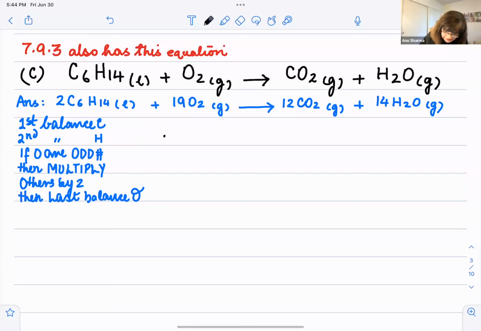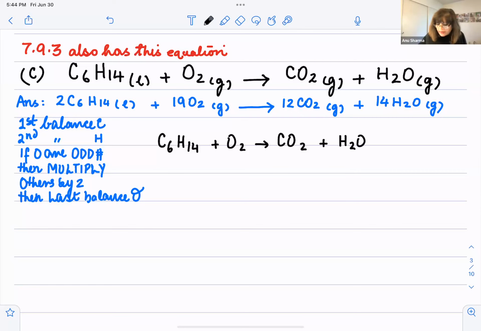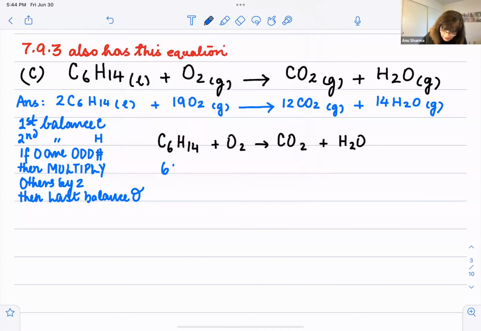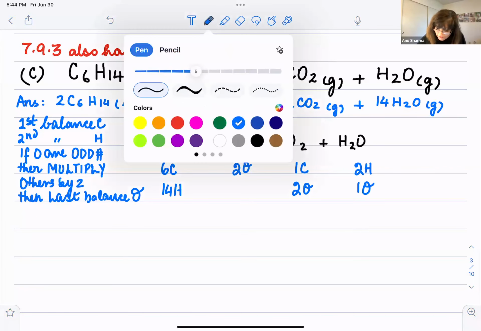So we have C6H14 plus O2 gives you CO2 plus H2O. All right, and of course, this is a combustion reaction. So let's write down. There are 6 carbons. There are 14 hydrogens. Okay, and there are 2 oxygens. There is 1 carbon. There are 2 oxygens. There are 2 hydrogens, 1 oxygen.